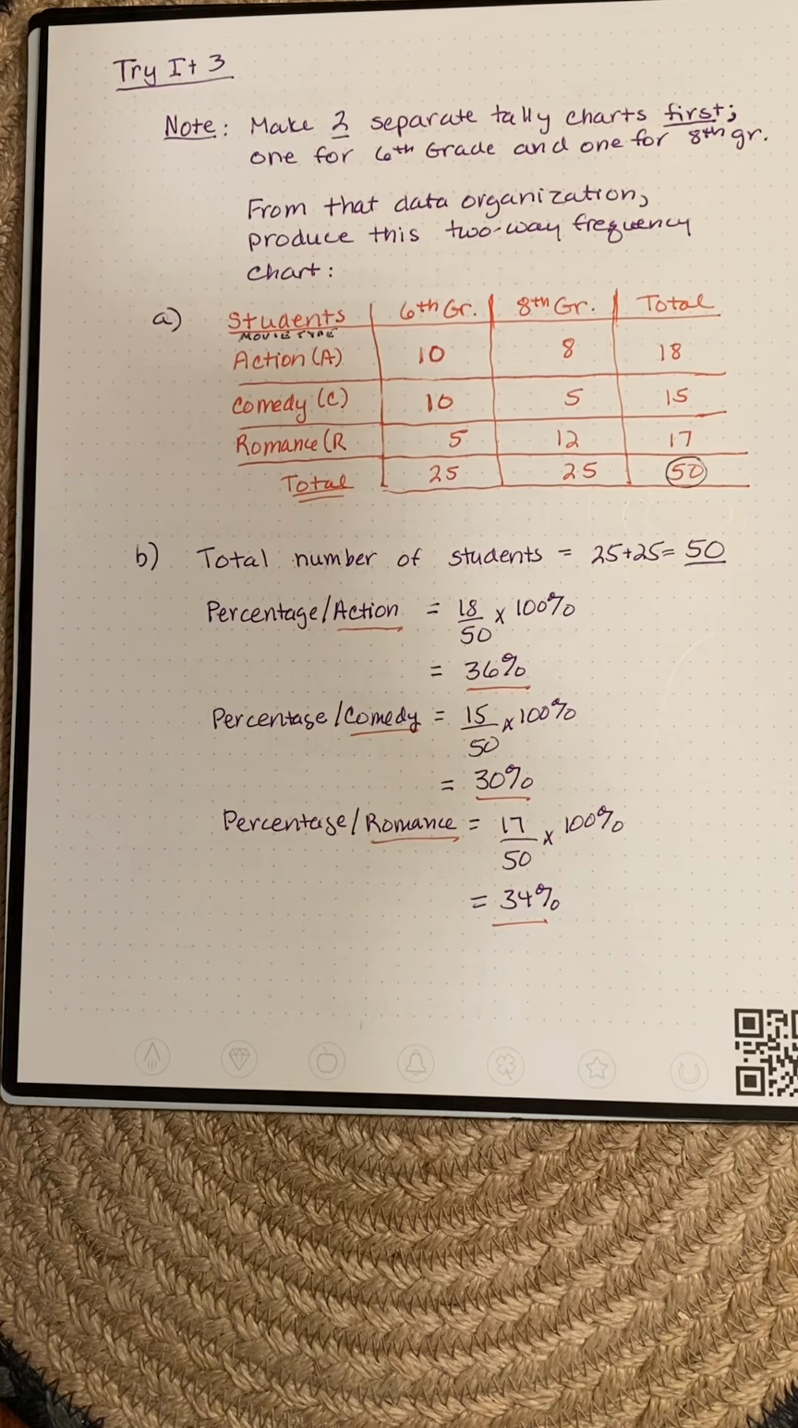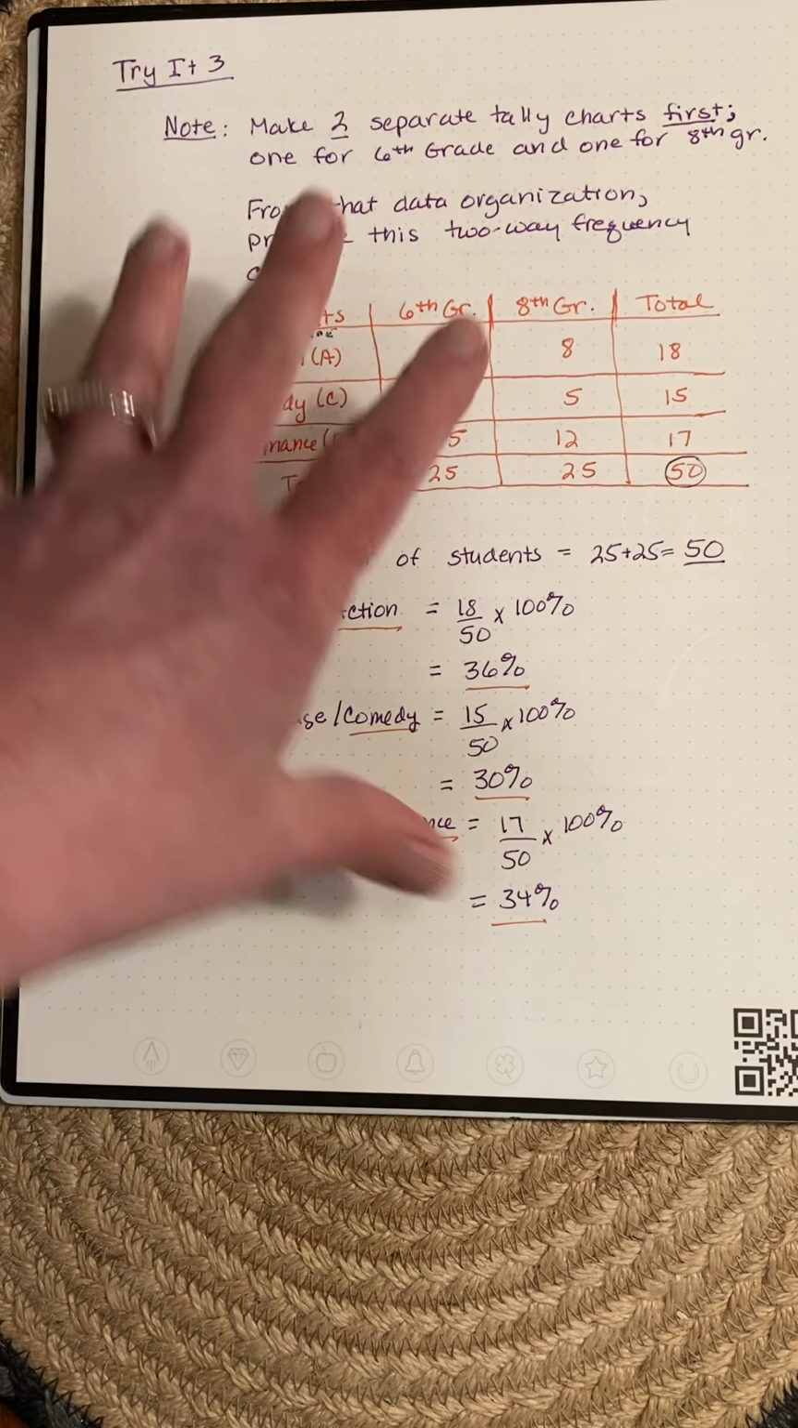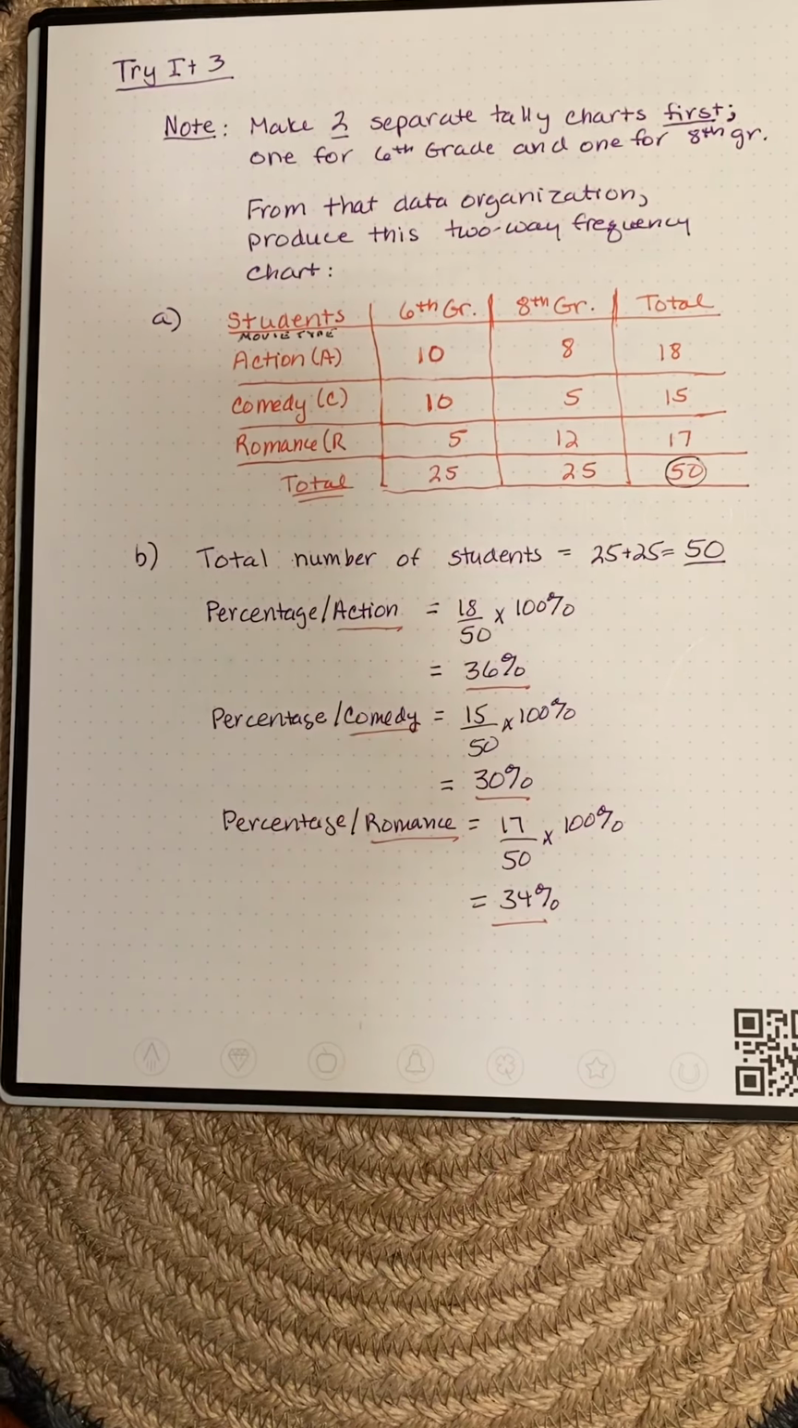It took me a bunch of time because of the tally charts I had to do first, and then the double checking to make sure I had my numbers right. Now from that I can establish relationships, which is part B, which you find at the top of 150. Part B says find the percentage of students who like each kind of movie.